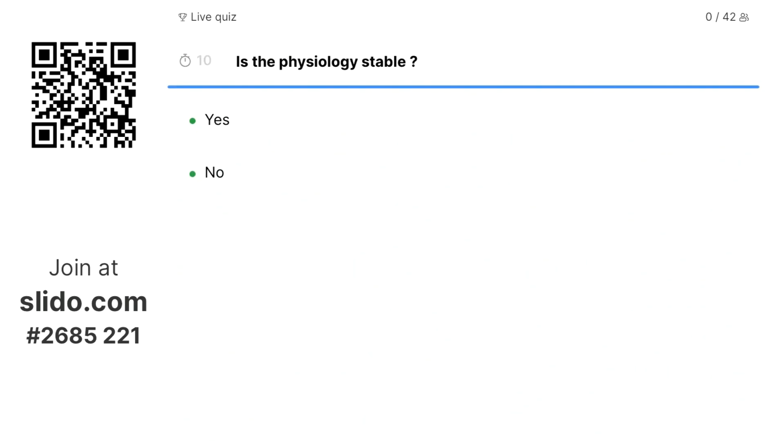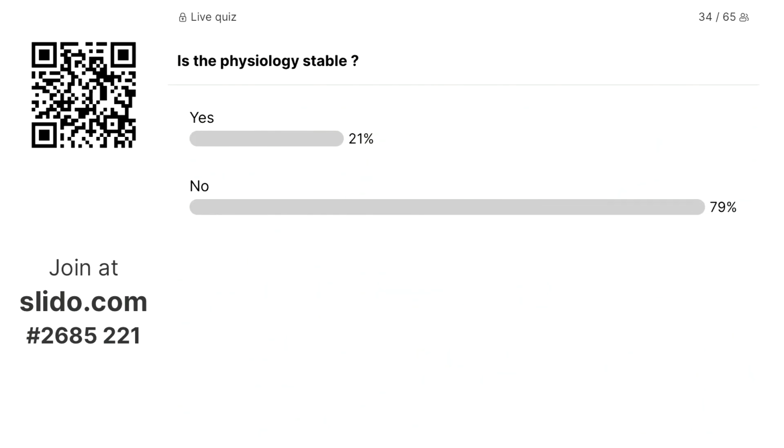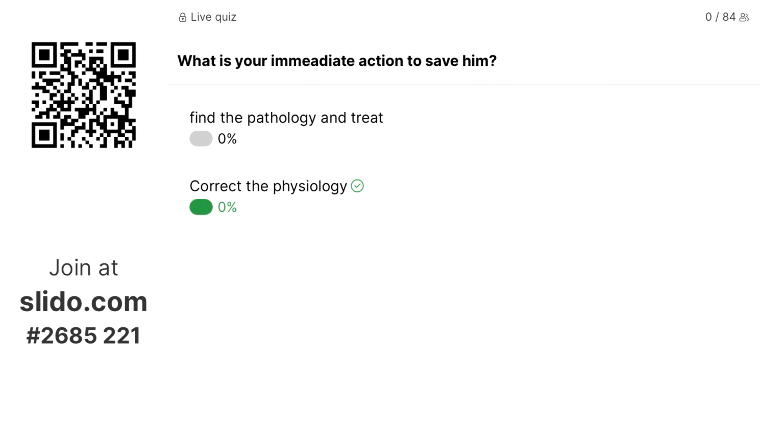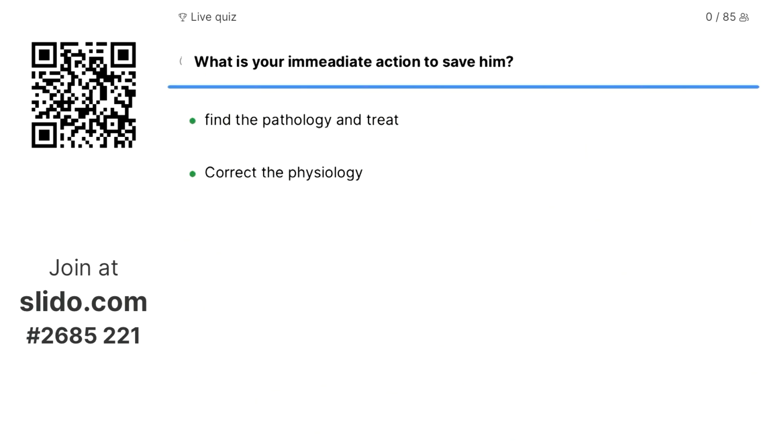So is the physiology stable? Yes or no? Very good. Majority believes the physiology is unstable. Yes, rightly so, hypoxic and tachypneic, isn't it? So what is the immediate action to save this patient? Find the pathology and treat, or correct the physiology.